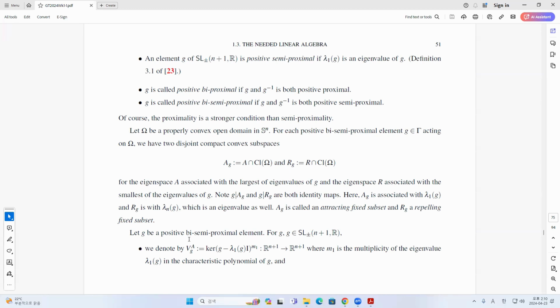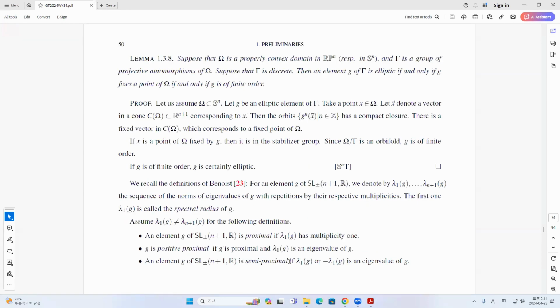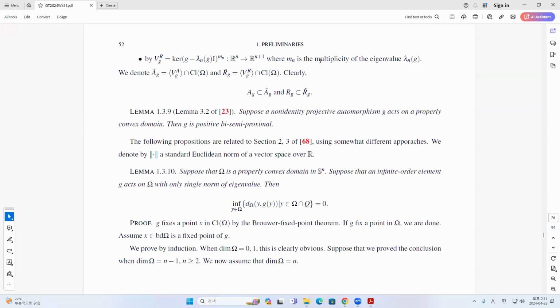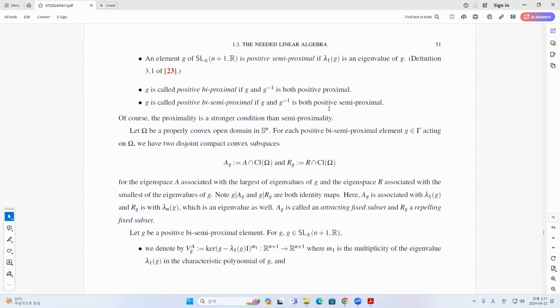And if g is positive biproximal, then we denote by B the factor in the minimal polynomial, where m is the multiplicity of the eigenvalue in the characteristic polynomial of g. Then you can always show that these points are actually in these subspaces.